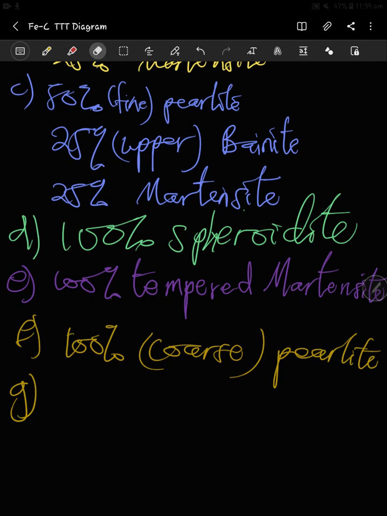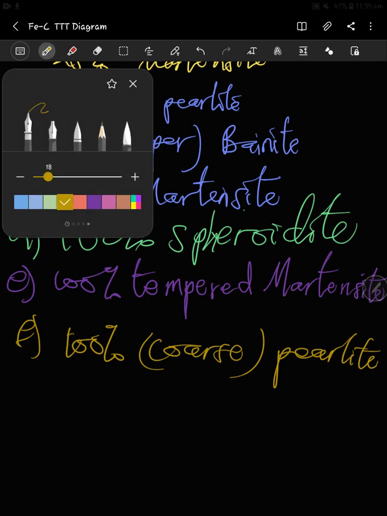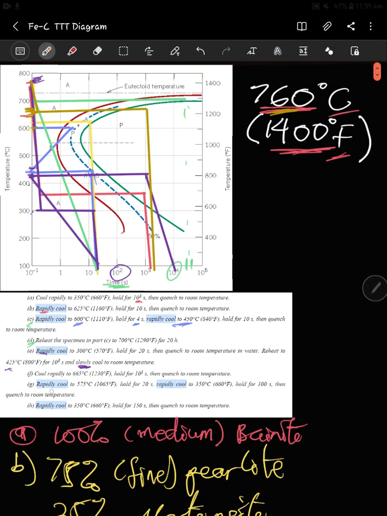Now G. What's G saying? G says rapidly cool to 575. Make your work easy. We know 500 is here, 550 is about here, 575 will be exactly here, right? And then we hold for 20 seconds. 10 is here, this is 100, so we count, right? Here's 10. Just move one, that's 20, right? So we are about here. Yeah, we hold for 20 seconds, so that's it.